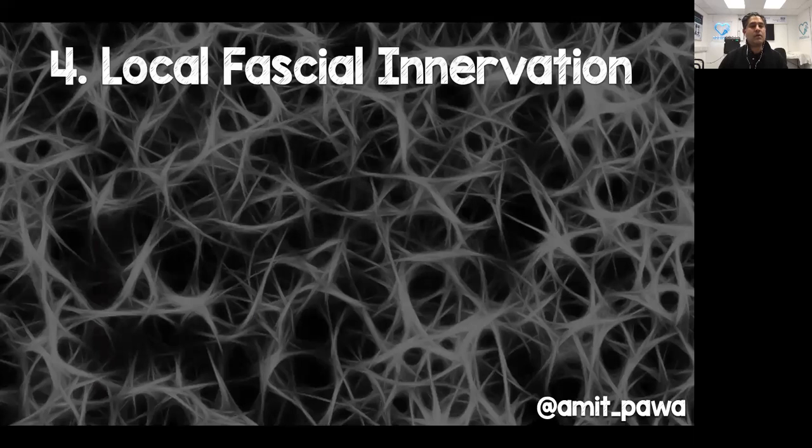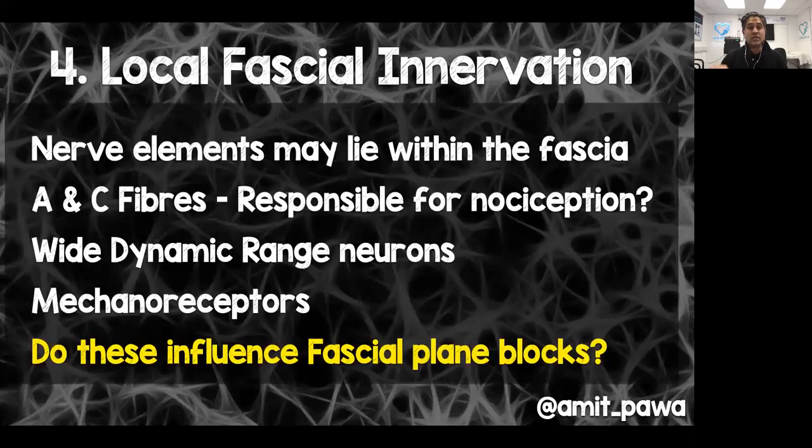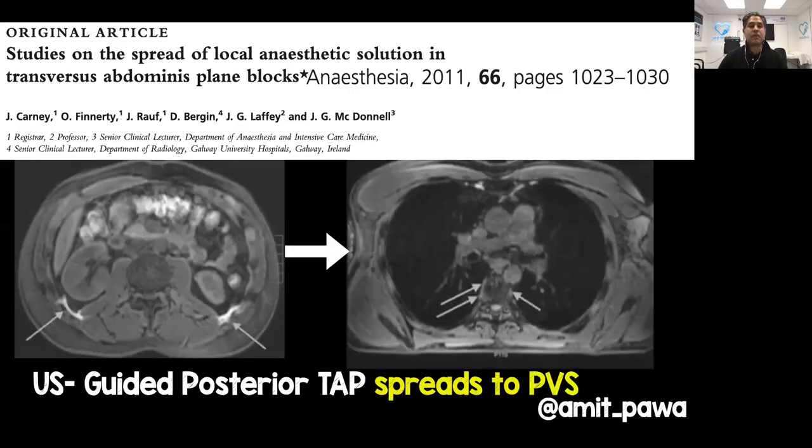Now, there may be local fascial innervation. So we know, as I said already, that nerve elements lie within the fascia, and these may be responsible for nociception. So if you have joint pain, you have associated muscle pain, the fascia associated with that muscle may have active nociceptors in there. And if you numb those nociceptors, that may contribute to analgesia. So these may well influence the way that local anesthetic works.